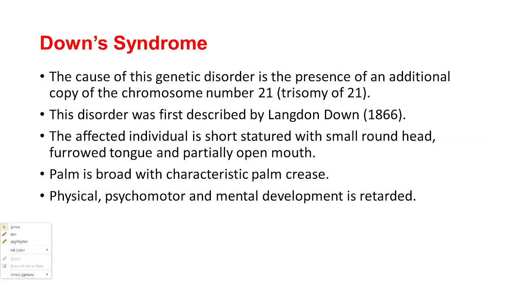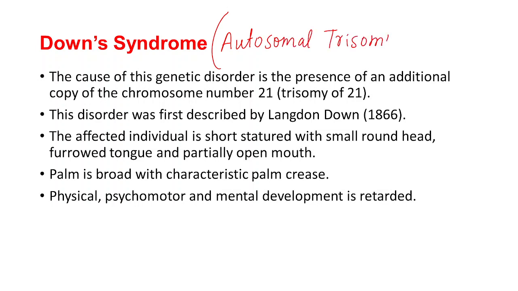The first one is Down's syndrome. It is called autosomal trisomy. Why is it called autosomal trisomy? Because it is caused due to the presence of an additional copy of chromosome number 21. That is why it is called trisomy of the 21st chromosome, or since the 21st chromosome is an autosome, we can call it autosomal trisomy.